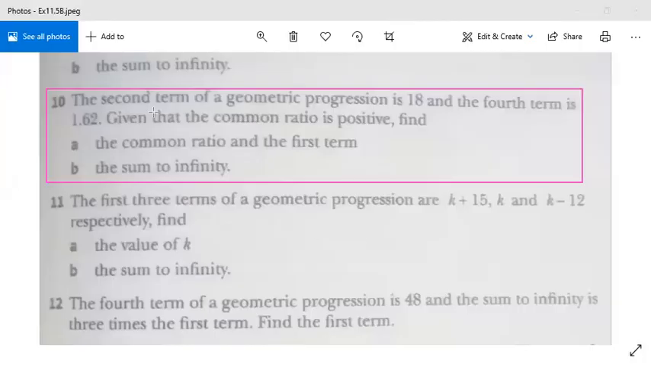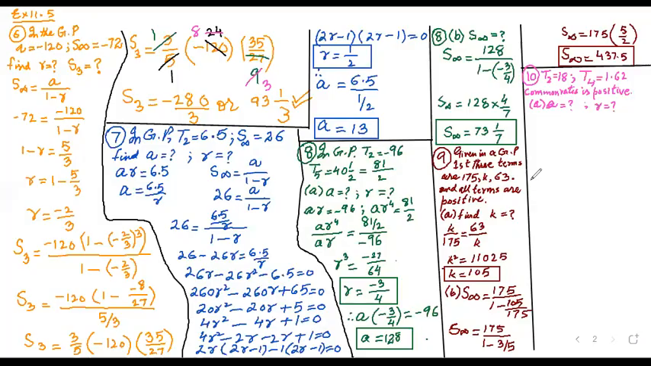In question number 10, the second term of a geometric progression is 18 and the fourth term is 1.62. Given that the common ratio is positive, find the common ratio and the first term in part A, and then in part B you have to find the sum to infinity. So in part A we have to find the value of A, meaning first term, and the common ratio.